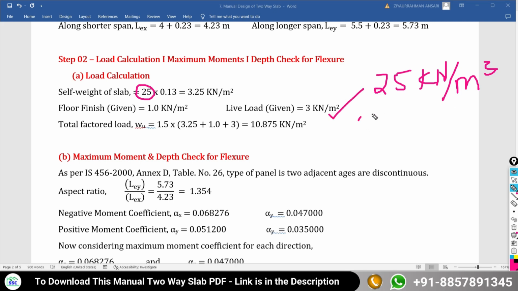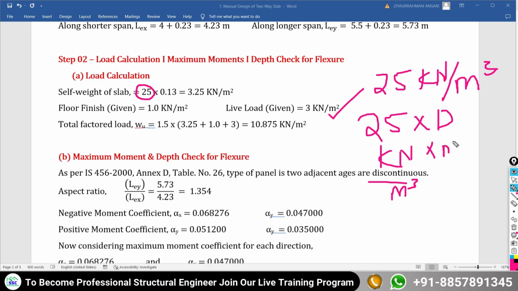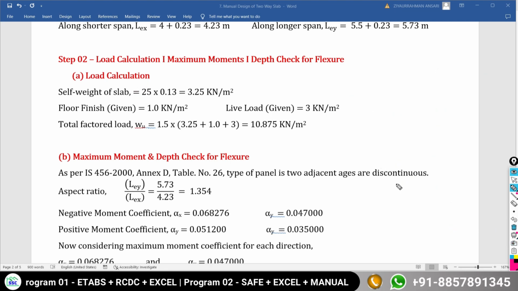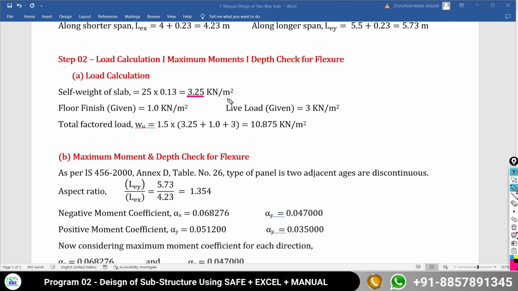So how can you do this? 25 multiplied by the overall depth of the slab. So it is in kilonewton per meter cube. Focus on the unit. Multiplied by the depth in meter, so meter and meter get cancelled. The remaining term will be kilonewton per meter square. So here I am going to put 25 multiplied by 0.13, which is your overall depth. If you multiply both, you get the self weight of the slab as 3.25 kilonewton per meter square.